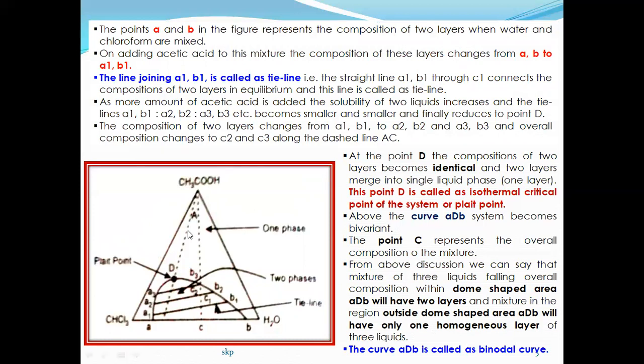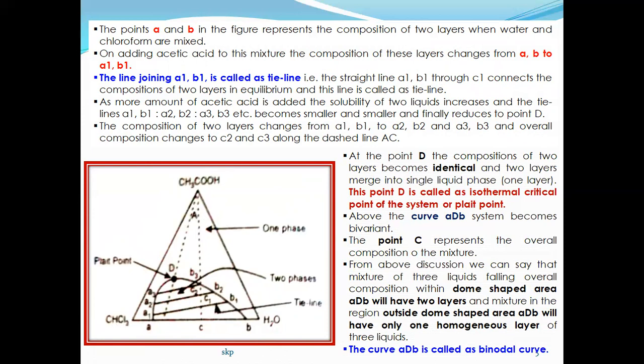Now let us see what this phase diagram will say. The points A and B in the figure represent the composition of two layers when water and chloroform are mixed. A indicates chloroform in water, and B indicates water in chloroform. On adding acetic acid to this mixture, the composition of these layers changes from A, B to A1, B1. So there may be a change in composition we will observe.